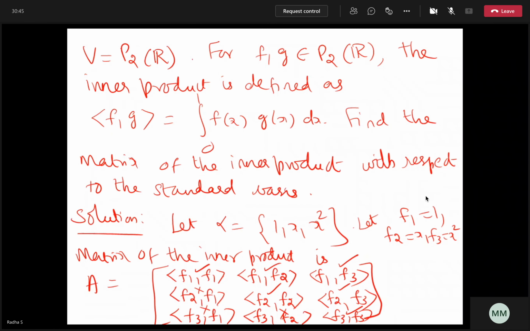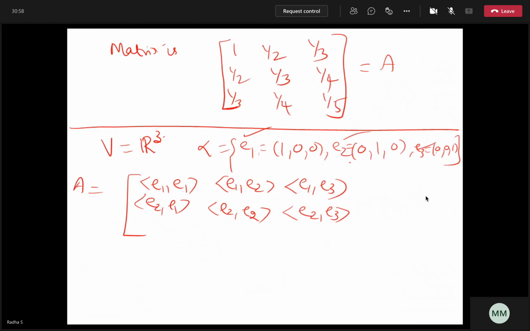Okay, ma'am. Usually for continuous functions, they define the inner product this way, as an integral of something like this, right? But whenever you go for the inner product of R cube, R power n, all those things, it is the dot product. The standard inner product is the dot product. Clear? E3, E1, E3, E2, E3, E3.